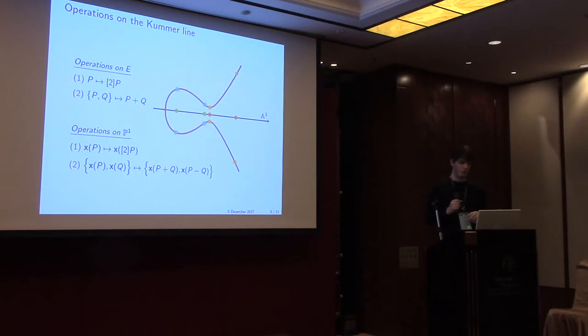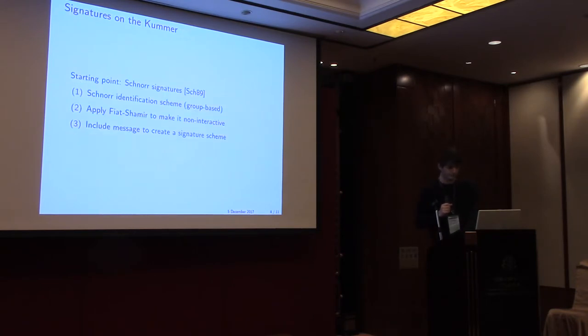So we get a kind of pseudo-addition operation where, given two points, we can get their sum and difference, but we cannot distinguish between the two. And this, maybe in a more familiar form, is where the differential additions come from. So if you're given one of the two, either the sum or the difference, you can of course compute the other one by just eliminating it. But it's this first operation which we'll use to define our signature scheme.